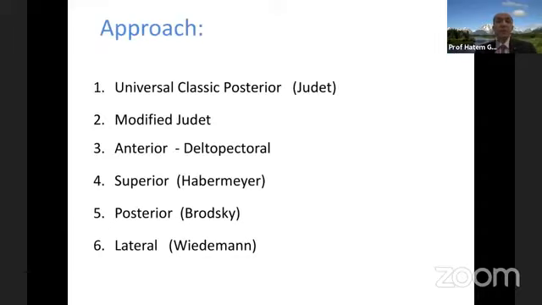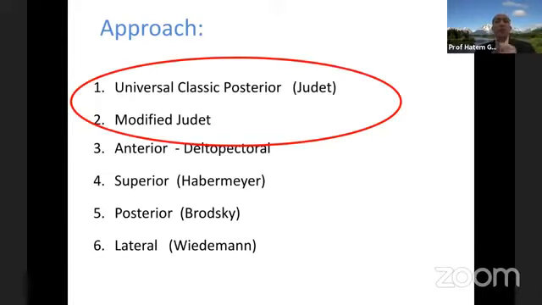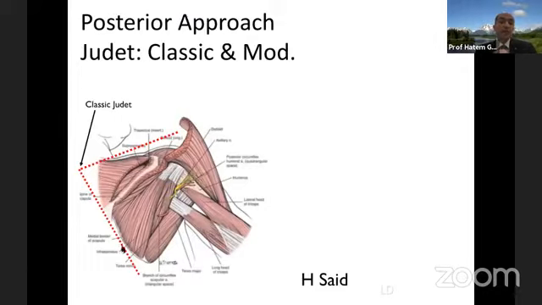Now the approaches, many approaches have been described, from the classic Judet to the modified, anterior approach, superior, posterior, and the lateral approaches. But for most of the scapular fractures, you will be able to operate through the Judet approach, either the classic or the modified. Now, the difference between the classic and the modified: the classic used to describe a very long incision along the medial border of the scapula going on the superior border, and then lift all the skin flap to reach the lower part. The modified Judet is just a straight incision from the posterior acromion edge to the inferior border of the scapula. Personally, I've only rarely used the classic.